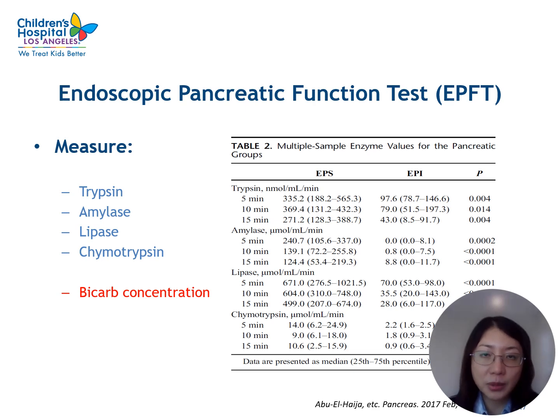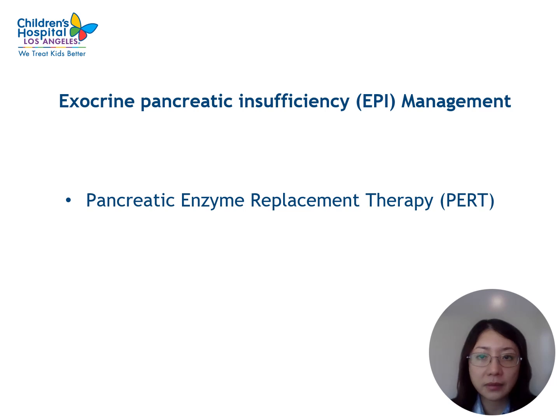So we measure trypsin, amylase, lipase, chymotrypsin. It's not concentration, we measure enzyme activities. And then we measure the bicarb concentration. It's considered the gold standard. However, I have to point out, currently we don't have an age-dependent normal range in children. At least this table is from a Cincinnati study group. We use this table as a reference, but we don't have a normal range to interpret the result.